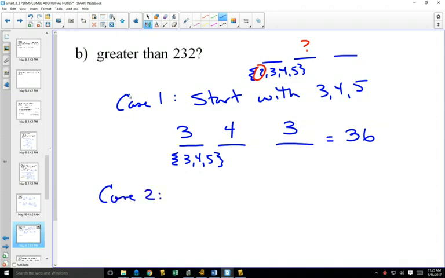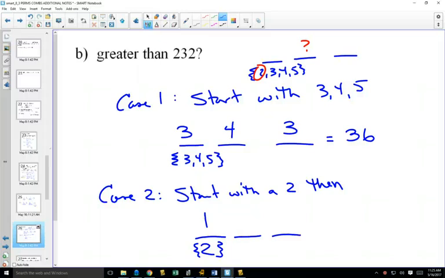Case 2, then you say, well, what haven't you counted yet? You haven't counted numbers that start with a 2. And now there's 1 choice for that first space, then we're looking at that second space. So I want to use that same idea that I did at the first space. I said, what would guarantee that it would be larger? So if I started with a 2, what numbers could I put in my second one that would guarantee that it's larger than 232? 4 and 5.